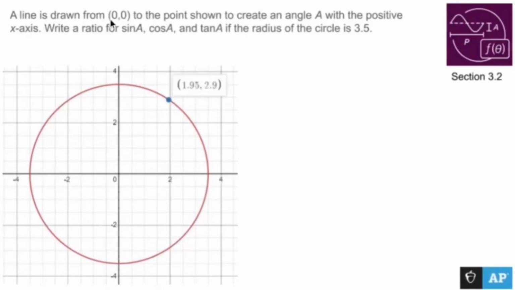A line is drawn from 0, 0 to the point shown to create an angle A with the positive x-axis. All right, so here's the positive x-axis. I'm going to try to draw a line from there to there, and I had it, and then I blew it, but if I just make it a nice thick outline, you'll never know that I screwed it up so badly. Okay, so there's my line. Boom. It's called angle A. Boom. Write a ratio for sine A, cos A, and tangent A.